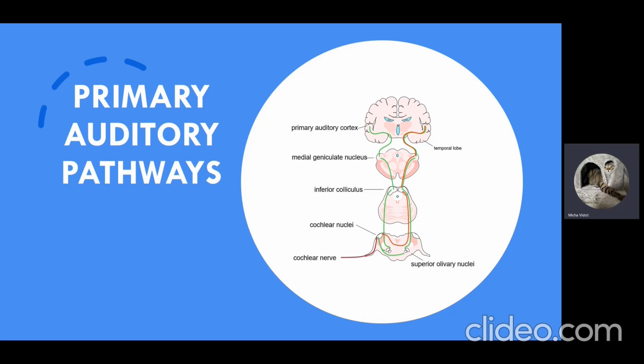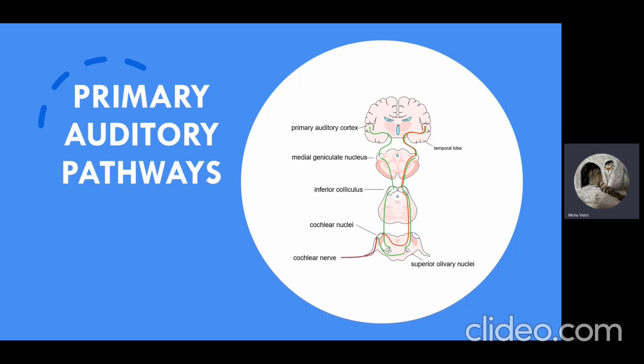The location of a sound source is determined by comparing the sound detected by the two ears. So the cochlear nuclei project bilaterally to the superior olivary nuclei in the brainstem, and then it projects to the inferior colliculus and so on. And this is done separately for low and high frequency sounds.